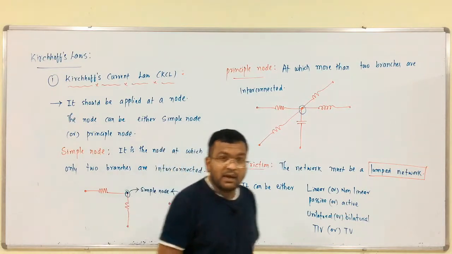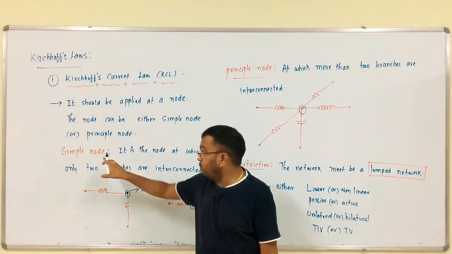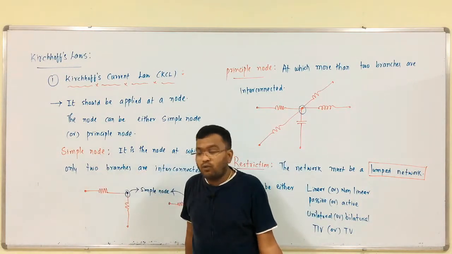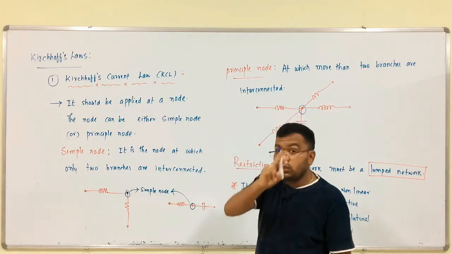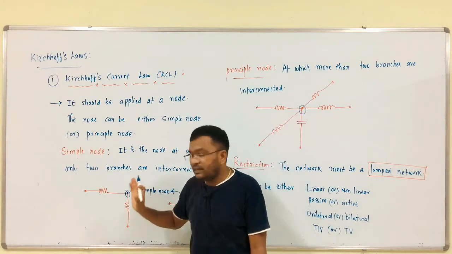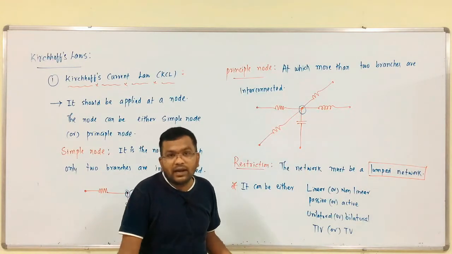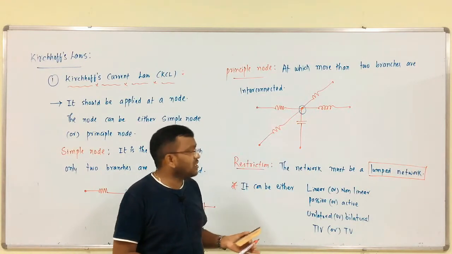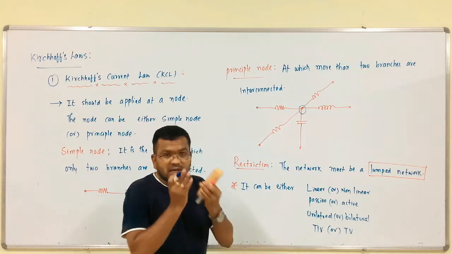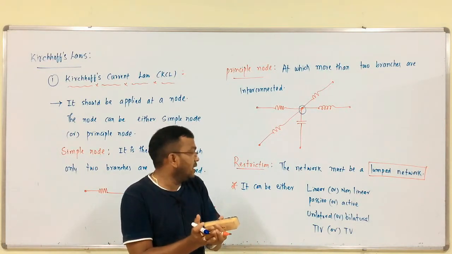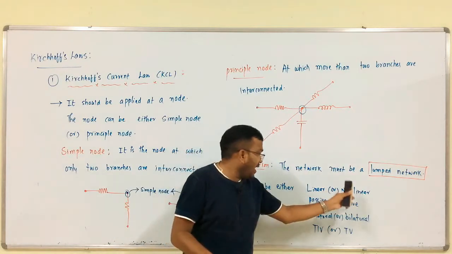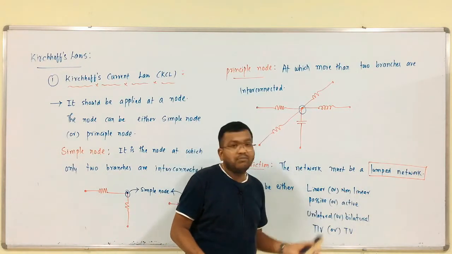So, it should be applicable at a node, the node should be a simple node or principal node. What is simple node? It is the node at which only two branches are interconnected. What is principal node? At which more than two branches are interconnected. What is the restriction point? The network must be a lumped network and it can be either linear or non-linear. We have so many observations.